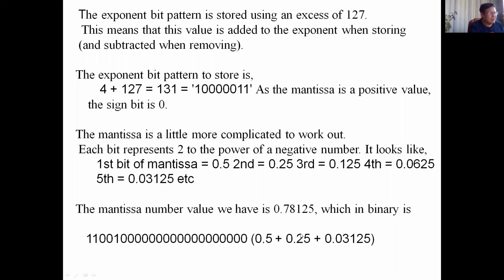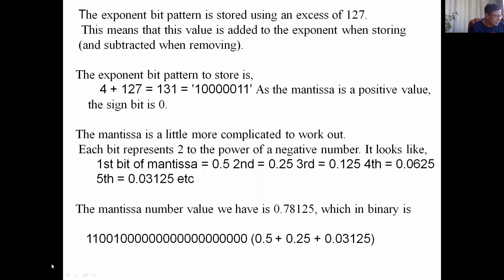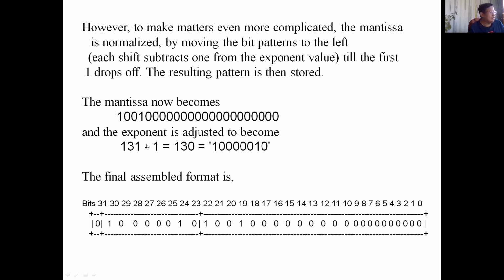Kasi insignificant naman yung iba, di ba? Okay. And then we drop off the first one. Whatever is the first one, there's the first one. Ito, i-drop off natin ito. Tatanggalin natin. And then we will add it to the exponent. We will subtract it to the exponent. Now, if it's a zero, there's no problem. But if it's a one, we minus it. So the exponent is 130.